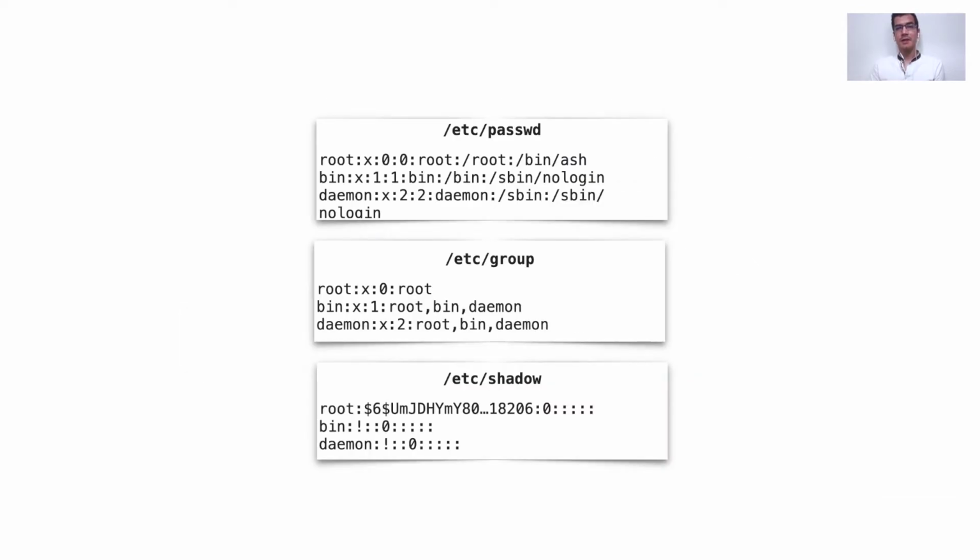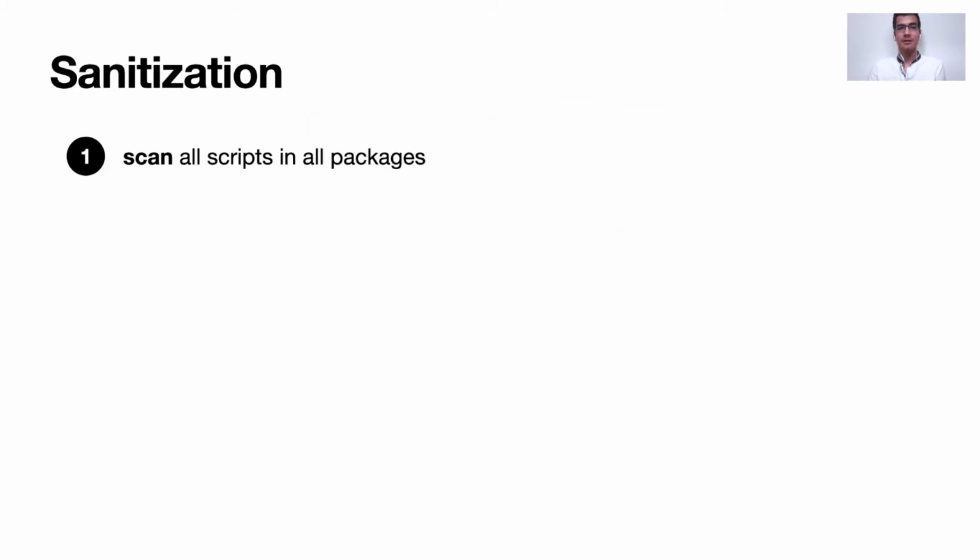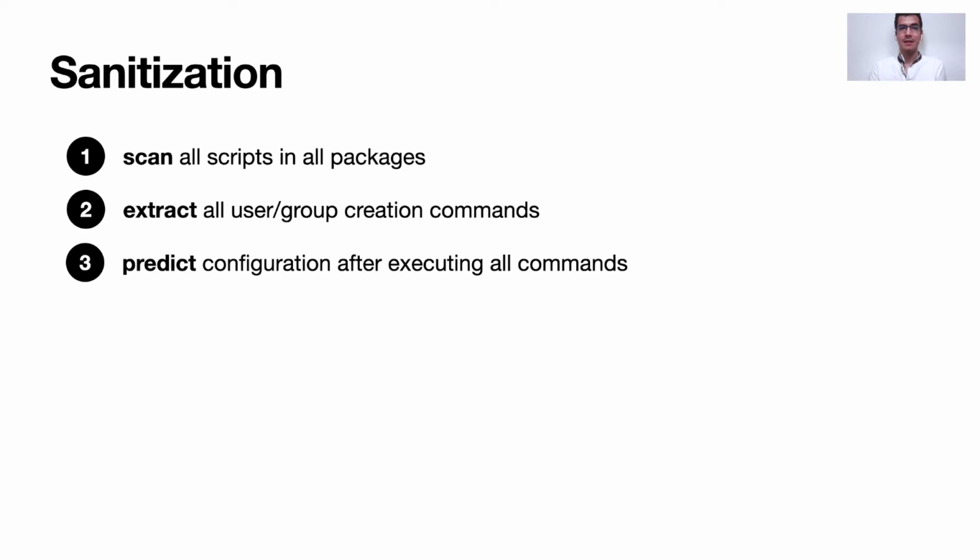User and group management changes configuration files in a well-defined way. However, the exact file's contents depend on the order in which users and groups are created. To make this process deterministic, the sanitization process first scans all scripts in all packages, then extracts from these scripts all user and group creation commands, then predicts how the configuration files would look after executing all these commands.